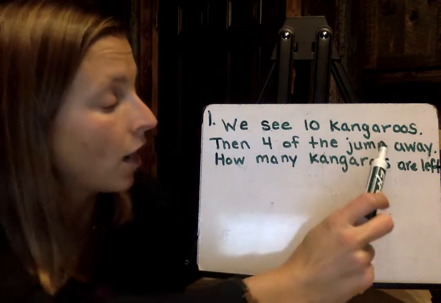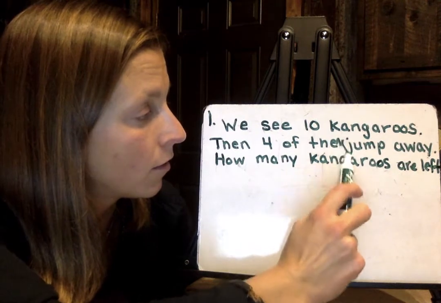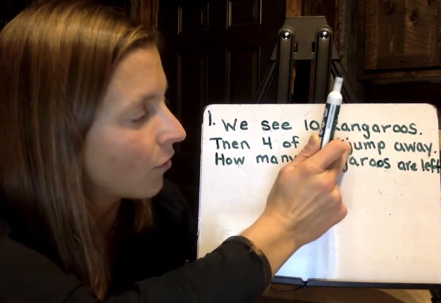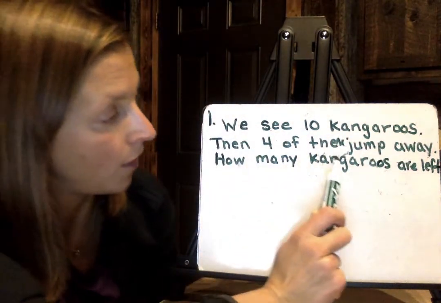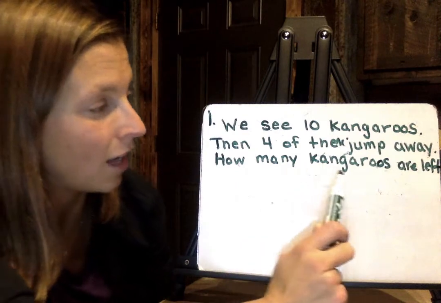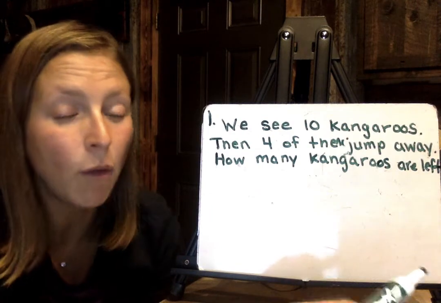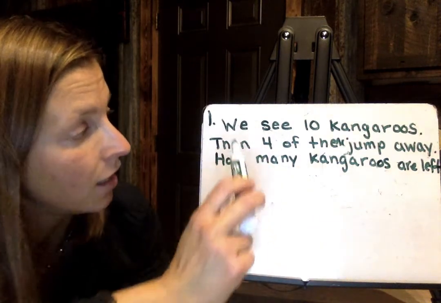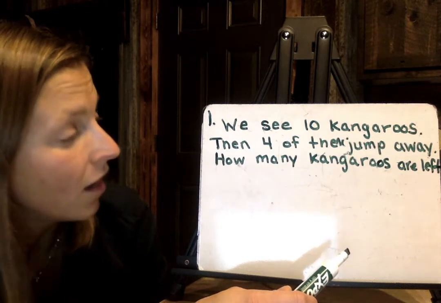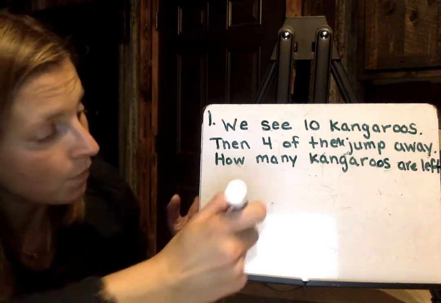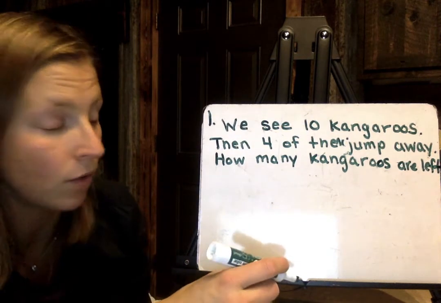We see 10 kangaroos. Then 4 of them, oops, there's supposed to be an M here. Oh, that's a funny looking M. Let me start over, sorry. We see 10 kangaroos. Then 4 of them jump away. How many kangaroos are left? Go ahead, write that math mountain. I'll repeat it one more time just in case you need to hear it again. We see 10 kangaroos. Then 4 of them jump away. How many kangaroos are left? If you need to pause and finish your math mountain, that's fine.